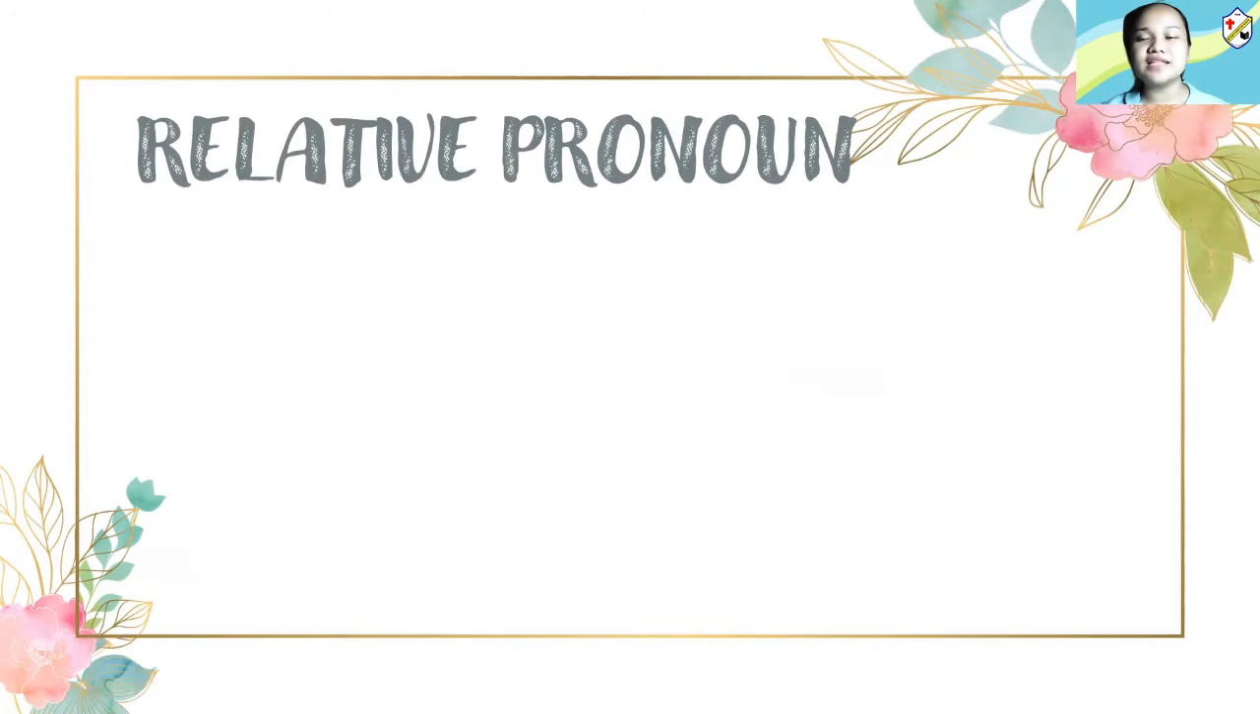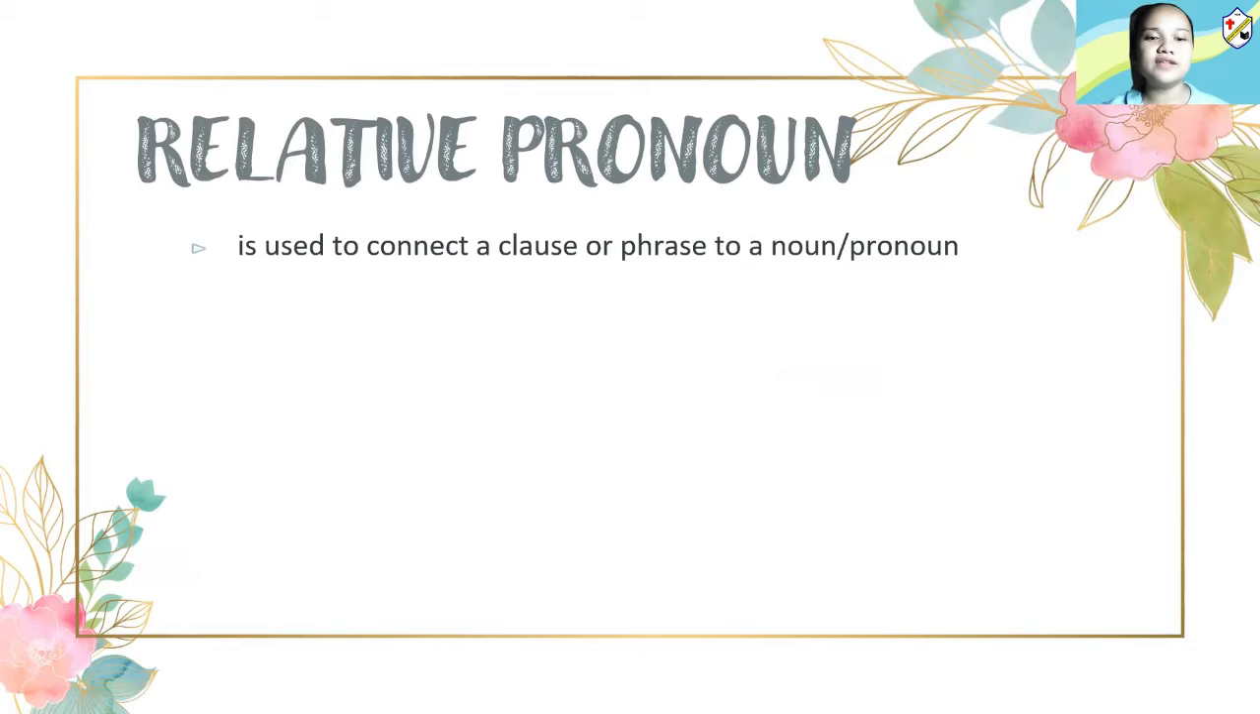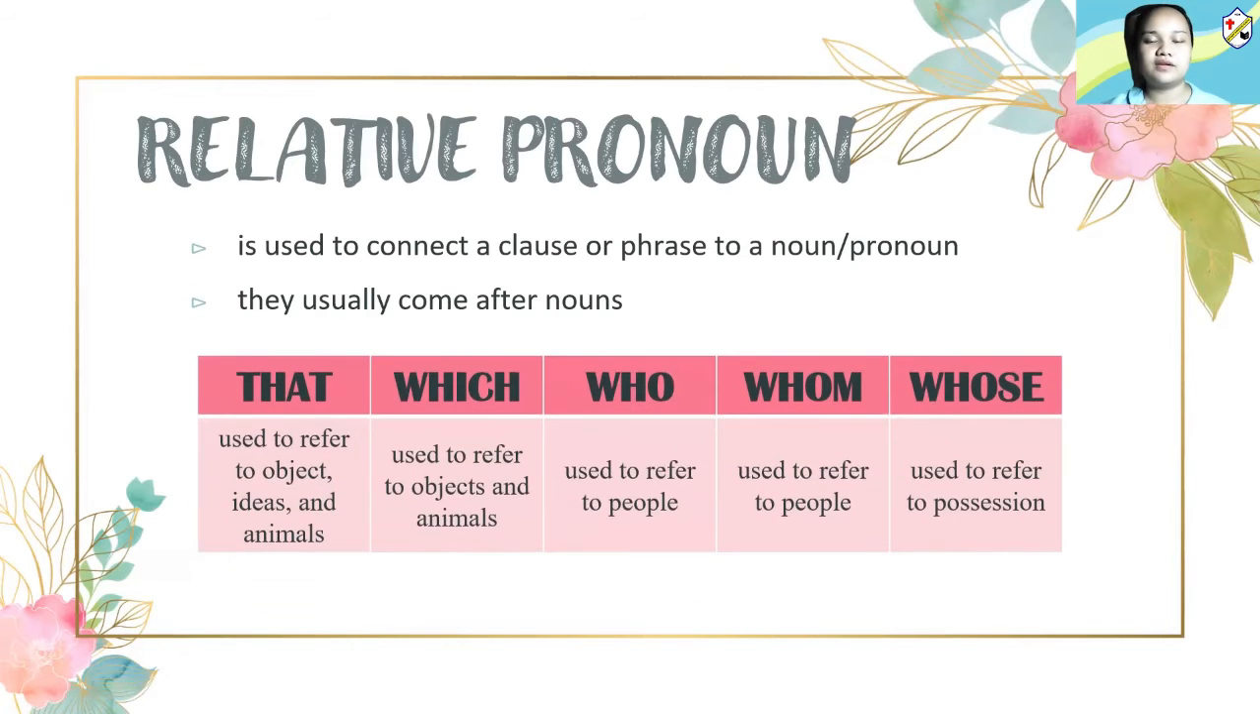Last pronoun would be the relative pronoun. A relative pronoun is used to connect a clause or phrase to a noun or pronoun. And you can easily identify relative pronouns with the following. Before I forget, relative pronouns usually come after nouns. So we have five. That is used to refer to objects, ideas, and animals. Which is used to refer to objects and animals as well. Who and whom are used to refer to people, while we say whose when we talk about possession.